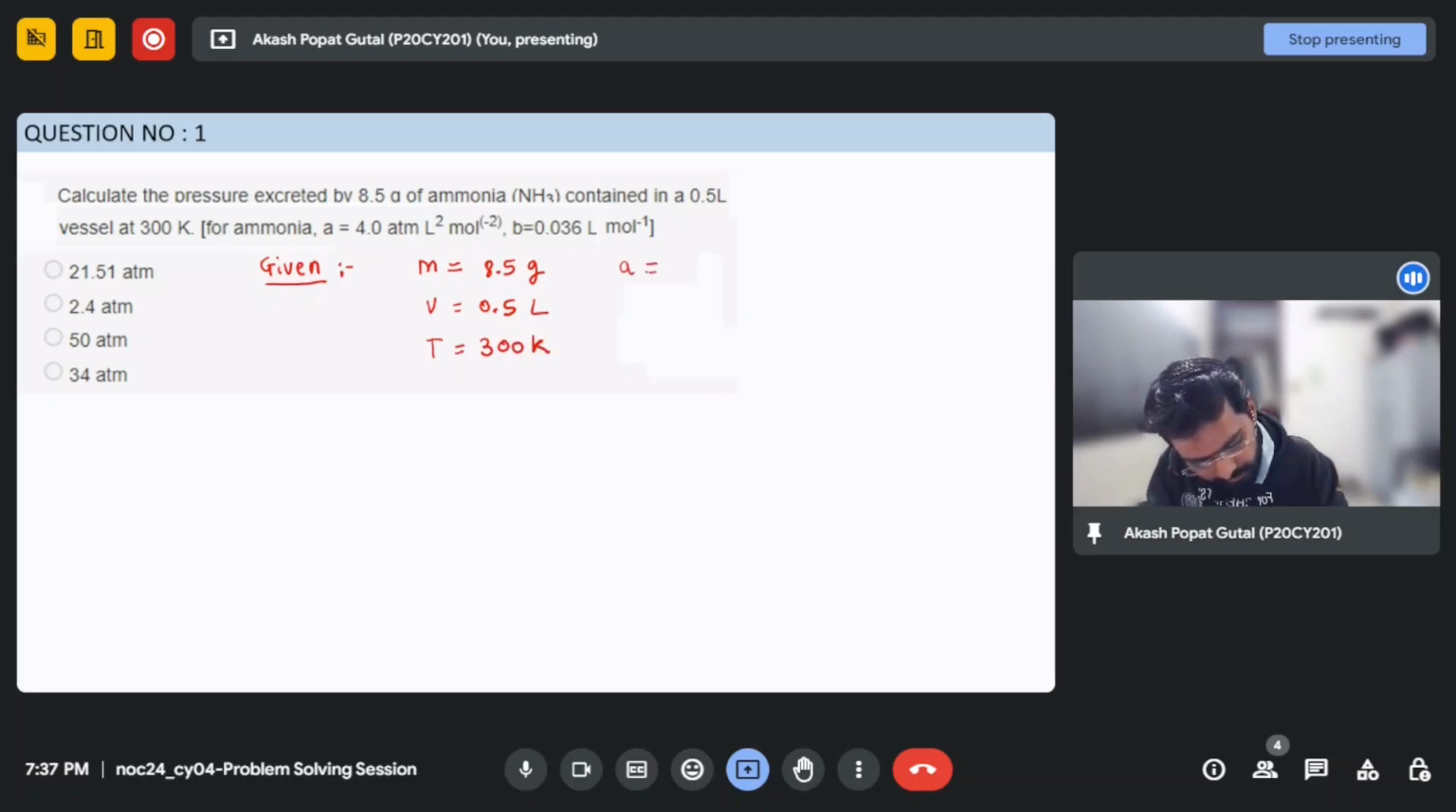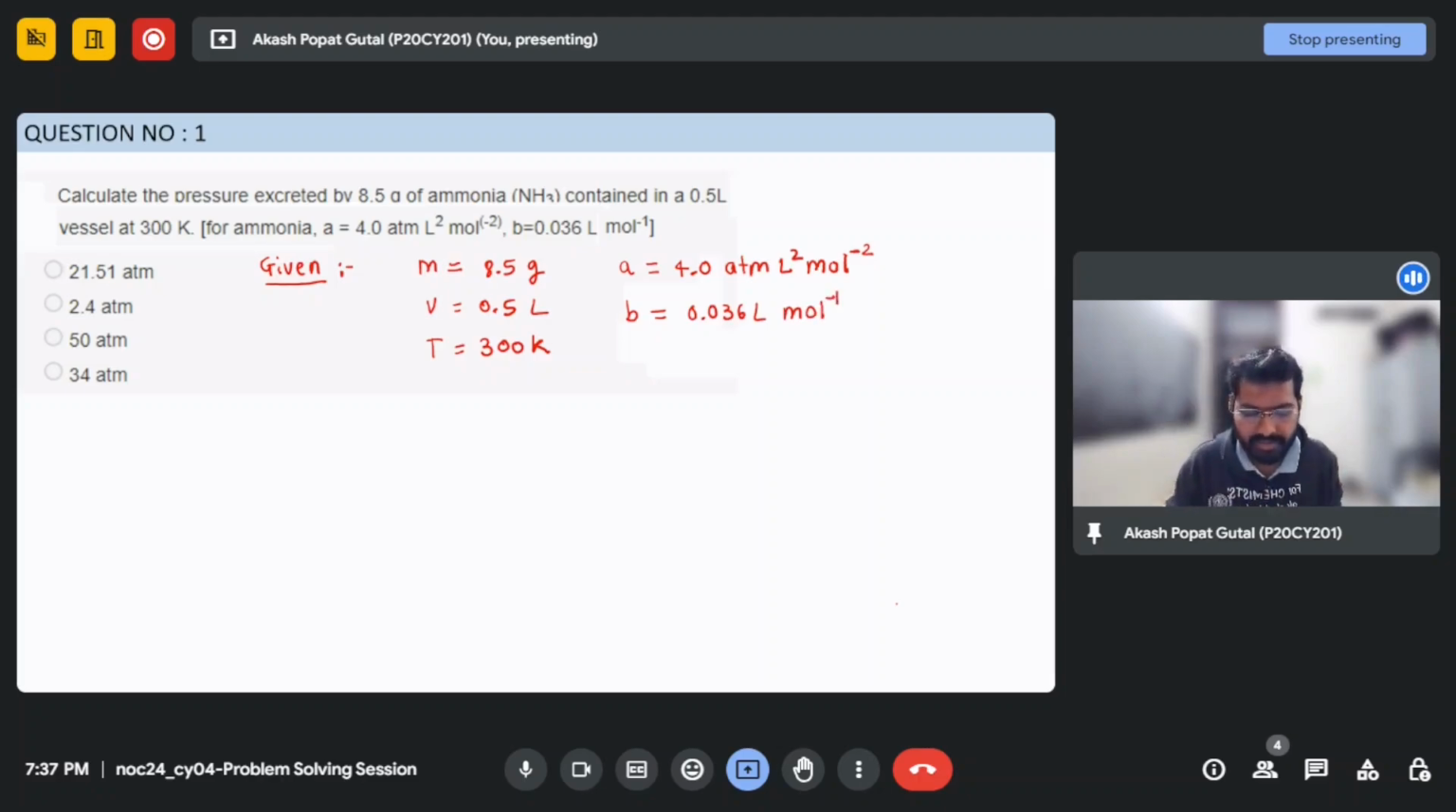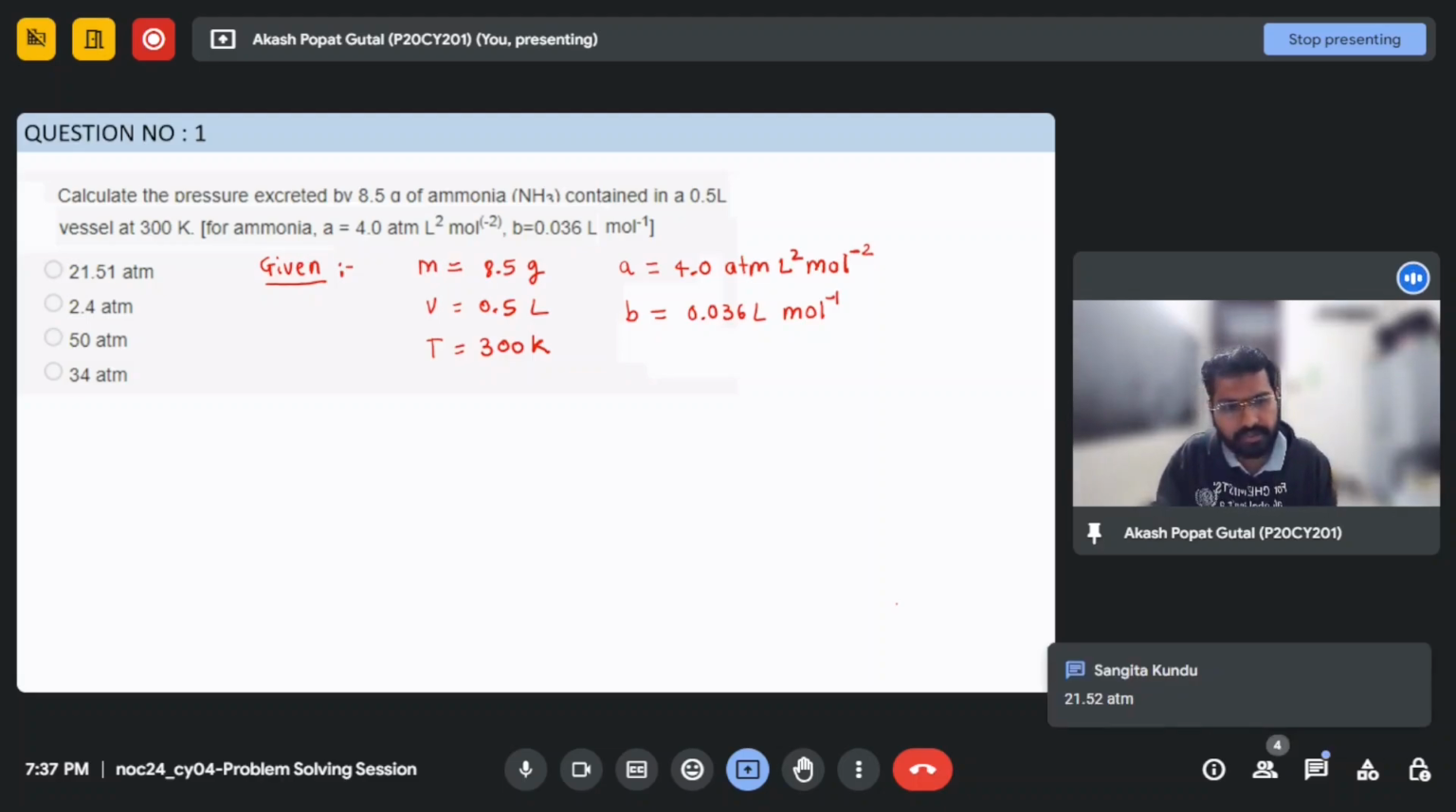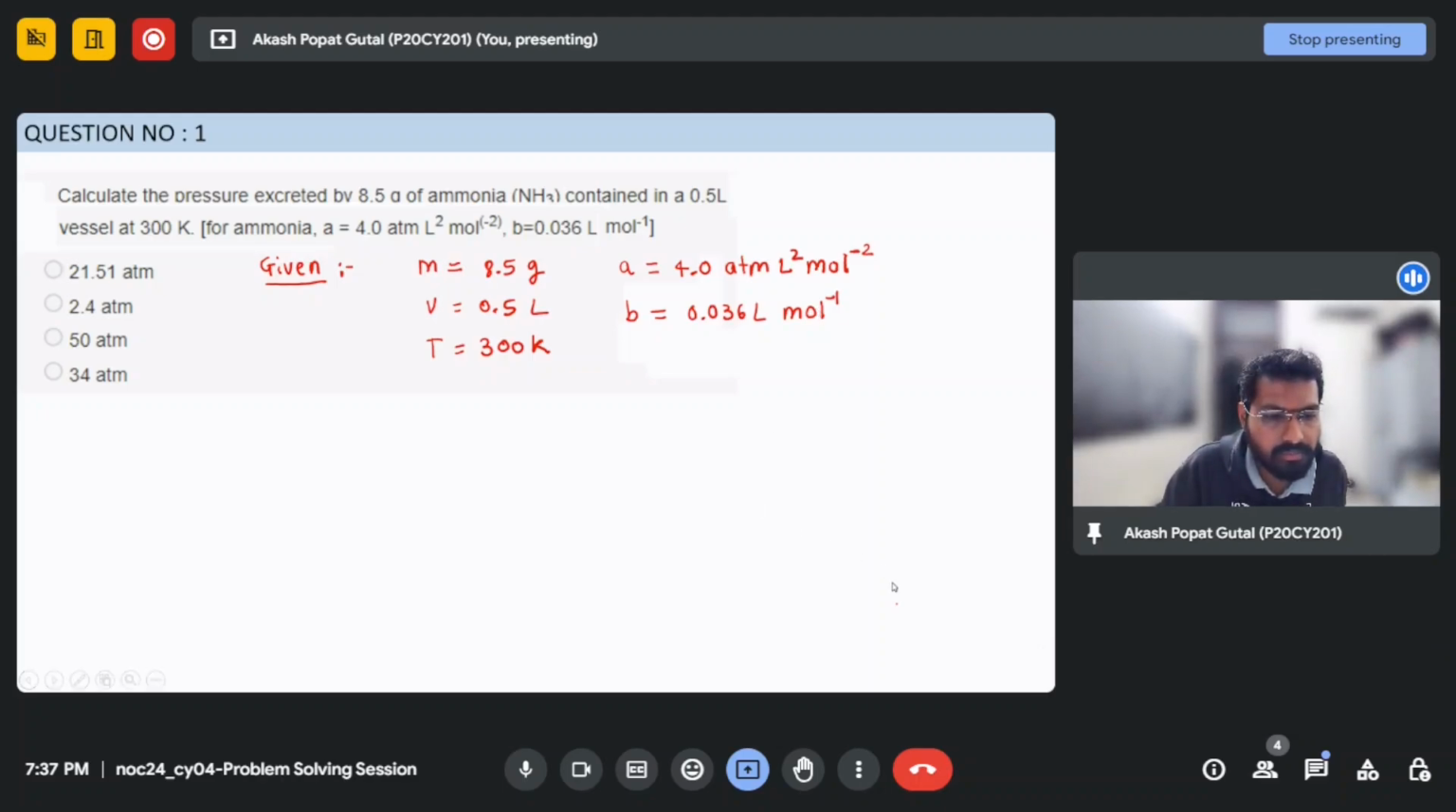The value of A is 4.0 atm liter square mole minus 2, and B is 0.036 liter mole inverse. Okay, so when you say the A and B values are given, this equation is related to the van der Waals gas equation. Yeah, Sangeeta got the answer 21.52. It's the right answer. Fine.